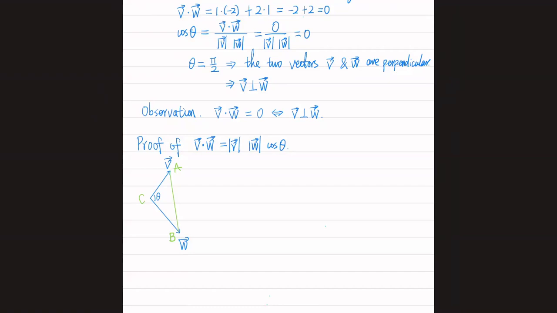I put the starting points of the two vectors at a common point. I could label this C. First vector ends at A, second vector ends at B. So we have a triangle ABC. For this triangle ABC, law of cosine.